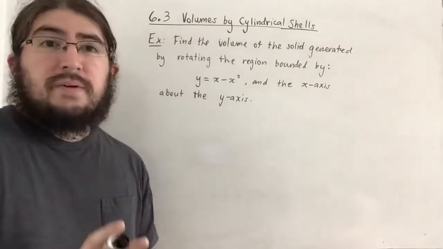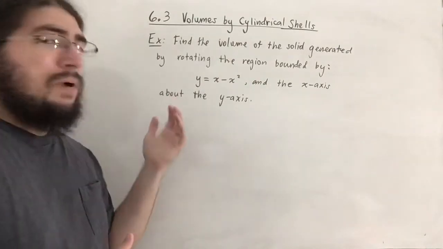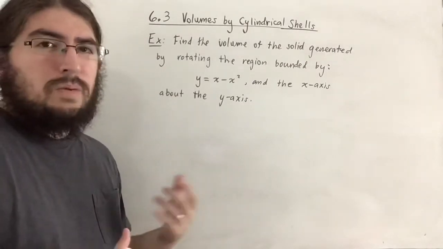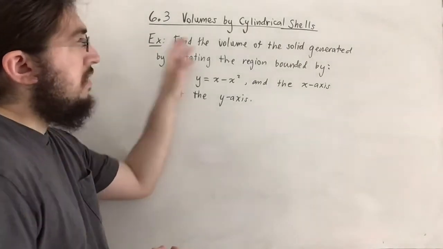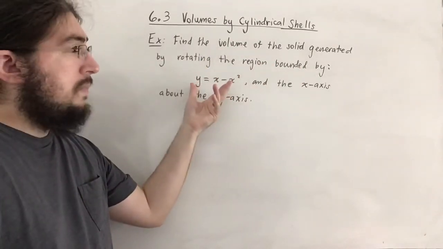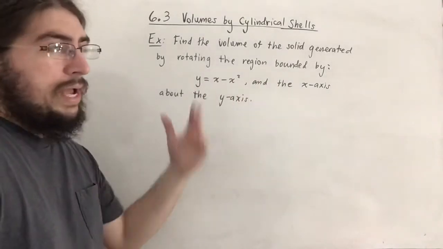But before we get there actually, let's recall what we learned from 6.2. And this problem will kind of give us a little bit of a run for our money. It's still doable, but it's a little more complicated. So let's see, it says find the volume of the solid generated by rotating the region bounded by y equals x minus x squared and the x-axis about the y-axis actually.